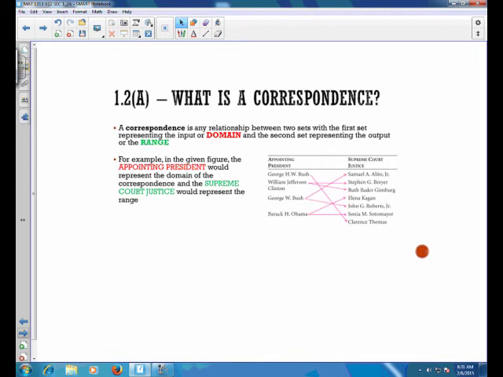So the first thing we need to know is what's a correspondence. A correspondence is any relationship between two sets, with the first set representing some input, also called the domain, and the second set representing the output, also called the range. For example, if we look at the picture here, we can see that the appointing president would be the domain, and then the Supreme Court justice that they appointed would represent the range. Okay? These are correspondences between two sets of items.